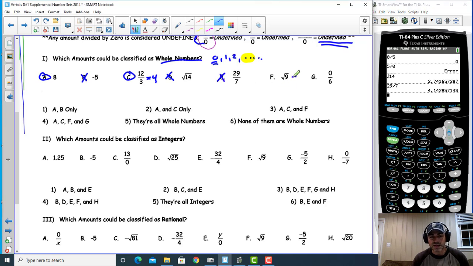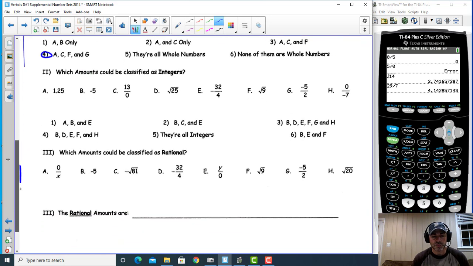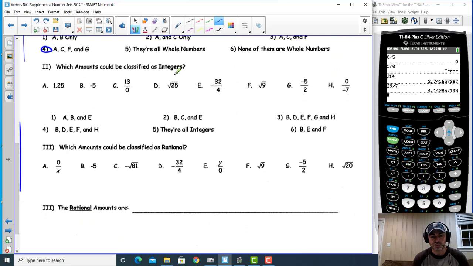Square root of 9, that expression is really just 3 in disguise, and 3 is a whole number. And when you ask how many times does 6 go into 0, it goes in exactly 0 times, and 0 is a whole number. So our whole numbers should have been expressions A, C, F, and G. A, C, F, and G would have been choice 4. And I do want you to perform those computations on your calculator so you get more comfortable with the results of some of those more difficult to interpret relationships.